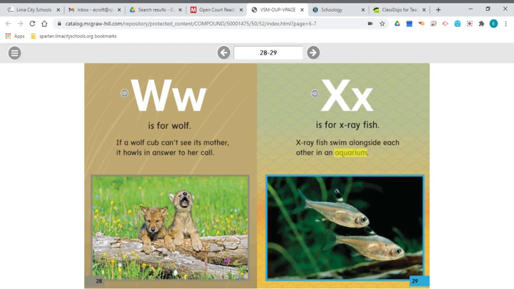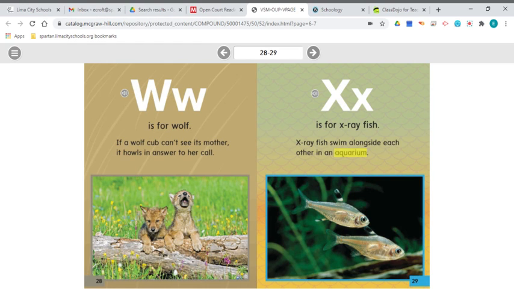W is for wolf. If a wolf cub can't see its mother, it howls to answer her call. X is for X-ray fish. X-ray fish swim alongside each other in an aquarium.